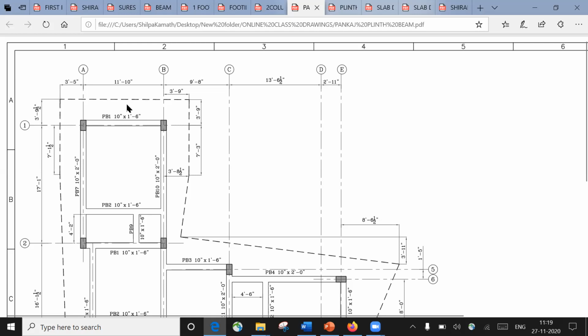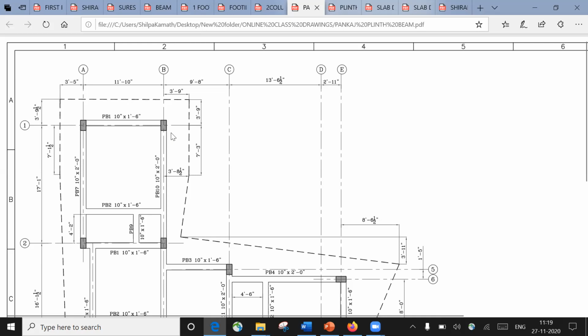You have to put a PCC of 16 inches, so that when you keep this beam reinforcement and place the shuttering for this particular beam, this extra offset on either side will act as a level surface to keep this shuttering board. Otherwise, if you don't give an offset and put a PCC of 10 inch only, where you're going to keep your shuttering board for this particular beam?